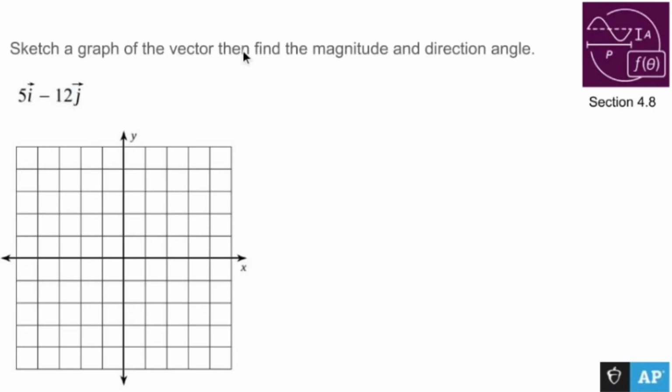Sketch a graph of the vector, then find the magnitude and the direction of the angle. So what we have is something that's called unit vector form. It's very similar to component form. In this problem, component form would look just like this. Okay, so the things are basically the same.